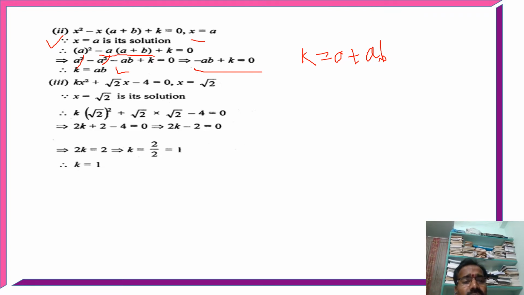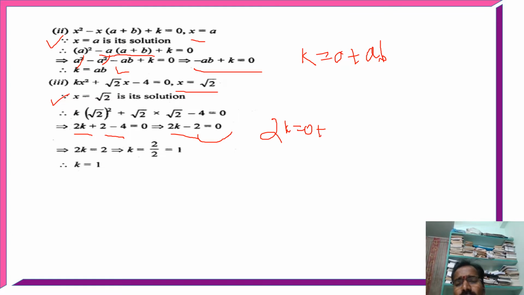Similarly, in the case of kx square plus root 2x minus 4, if x equal to root 2, find k. Same process. Substitute the x value as root 2 in the given quadratic equation. Then we have k into root 2 square plus root 2 into root 2 minus 4. As we know, root 2 square is 2, 2 into k, 2k, root 2 into root 2 is 2, minus 4. Minus 4 plus 2 is minus 2. If we transpose to the other side of equality, it will become 2k equals 0 plus 2, which is nothing but plus 2.